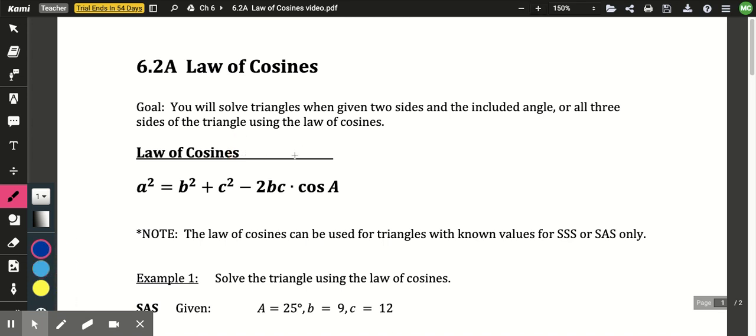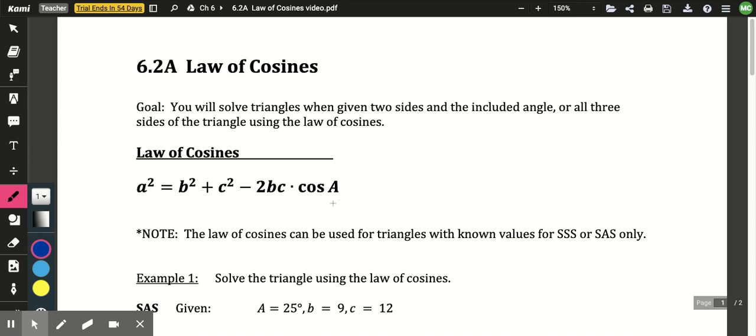Law of cosines today. The law of cosines can be used when you're given two sides and an included angle, or when you know all three sides of the triangle. And you can use this in order to solve it. So law of cosines looks like this. It says a squared equals b squared plus c squared minus 2bc cosine of angle A.